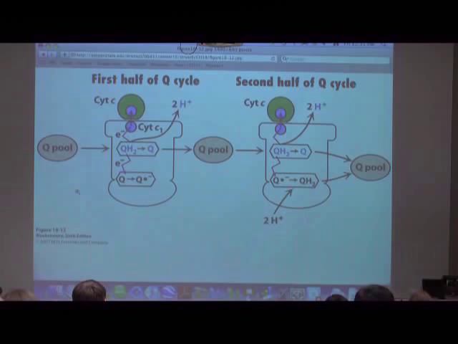Okay, well let me step you through the process real briefly, and then I'll move on. The main thing that happens is divide and conquer. Two electrons, two protons come in, they split. One goes to cytochrome C, one goes to Q. Protons kicked outside the membrane. Start the process over. Divide and conquer. A new cytochrome C gets a new electron. The new protons get kicked out. And the Q that had gotten reduced now gets fully reduced because it gets a second electron and picks up two protons from the matrix. Okay, that's what's happening in the Q cycle.